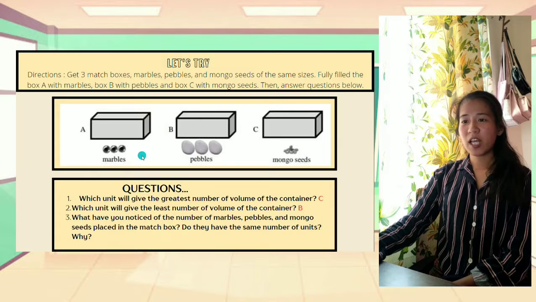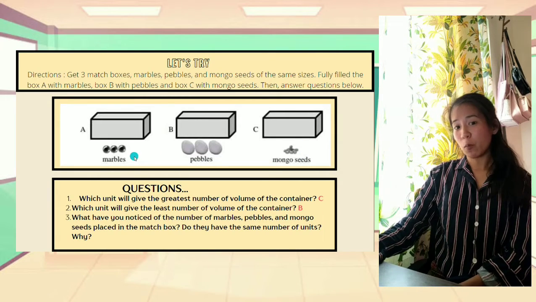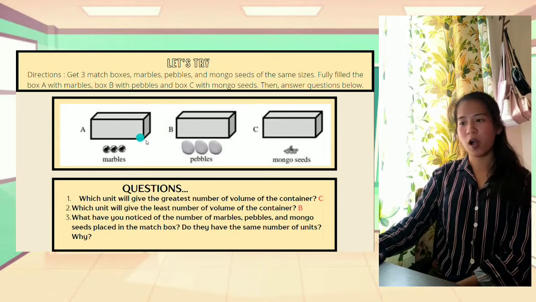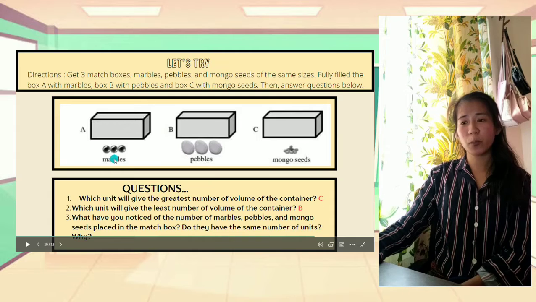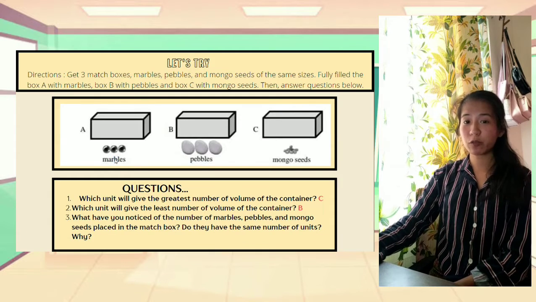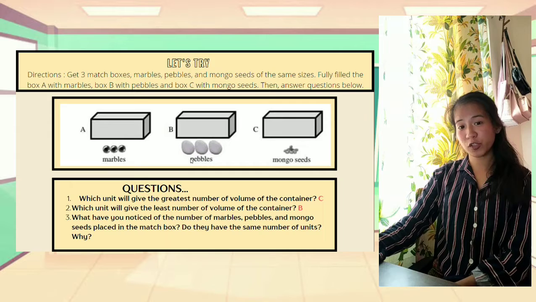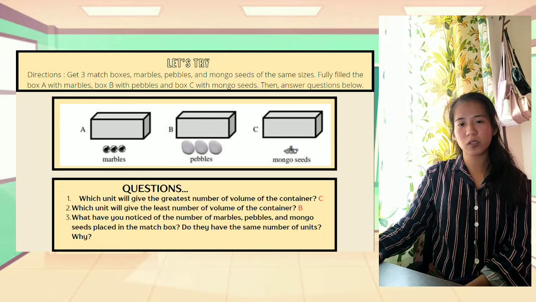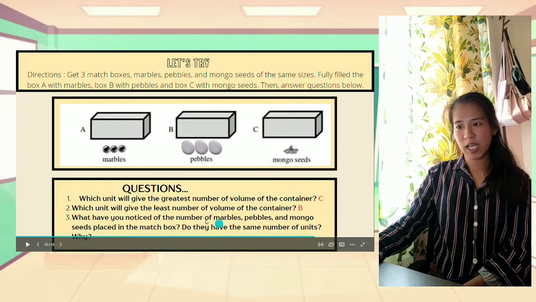Unlike with the marbles, let's just say it could be not too much, but a medium or average volume of the container. It is because the size of the marbles is a medium size, while the pebbles is the large or bigger size, and the last one is mango seeds. Of course, mango seeds are always a smaller size. Of course, they are always a different size, class.